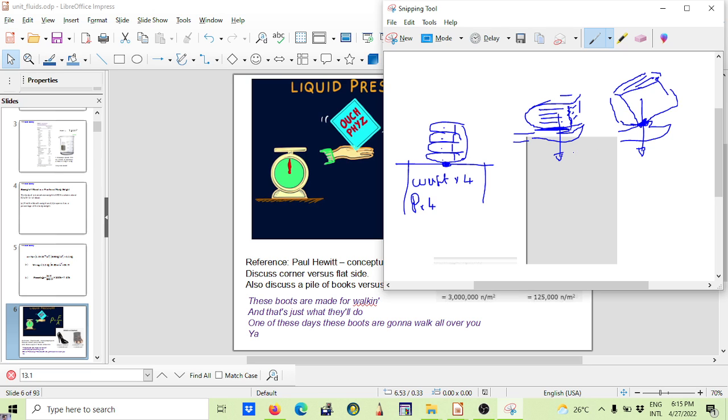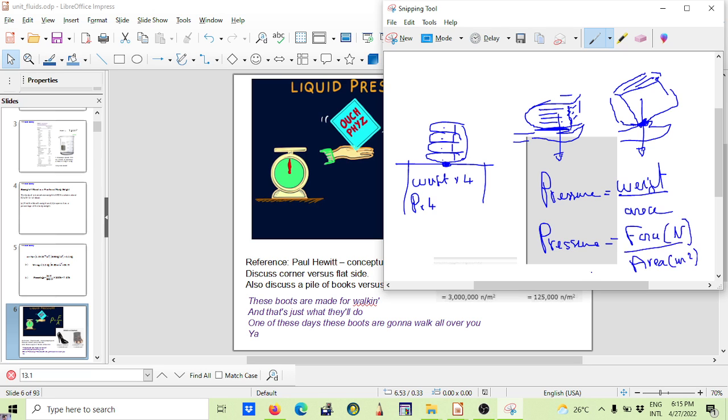So we define pressure, in that case, as the force or the weight per unit area. Pressure is defined as the force, in Newtons, divided by the area in square meters. So the unit for pressure is going to be Newton per square meter. And you see that even though the weight is the same, the pressure is not the same.